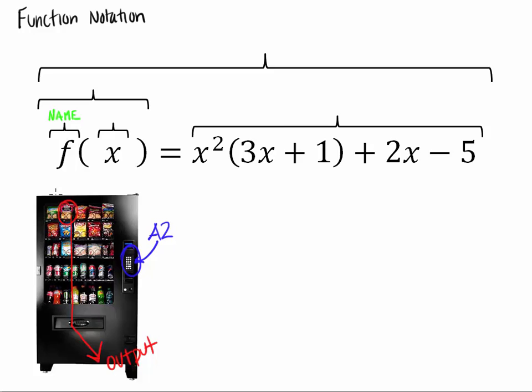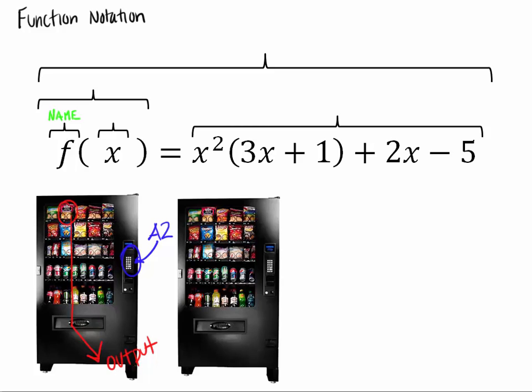For example, we have one vending machine here. If you told your friend to go down to the vending machine and plug in A2 because you know what treat you want, then out will come your treat. Well, what if there were two identical vending machines, and you don't want the treat in the A2 on the one on the right? You want the treat out of the A2 on the one over here on the left. How do you differentiate between the two? Here you could say, the one on the left and the one on the right.